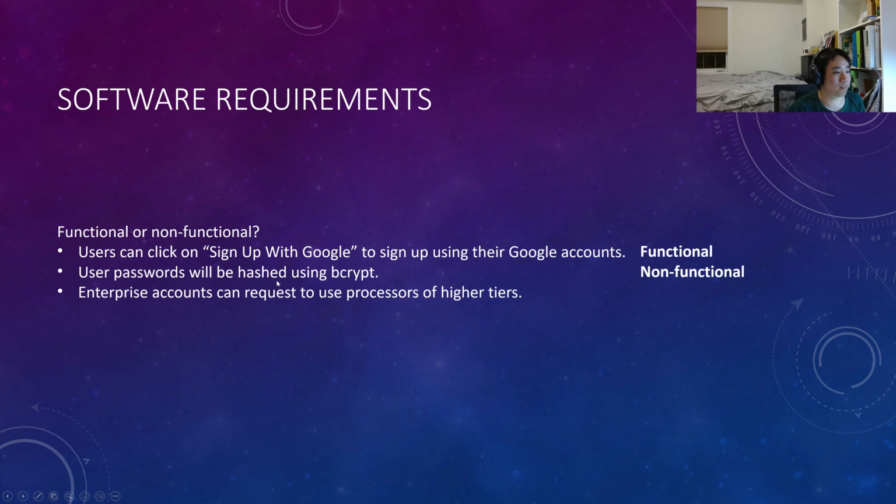Next is, enterprise accounts can request to use processors of higher tiers. Feel free to type in the chat whether this is functional or non-functional. I'll give you some time this time because I think I rushed a little bit too quickly.